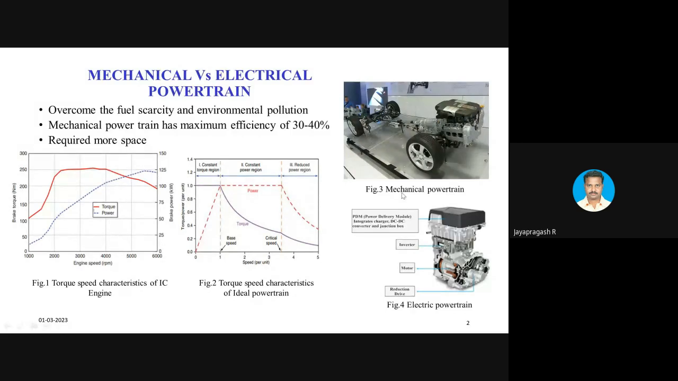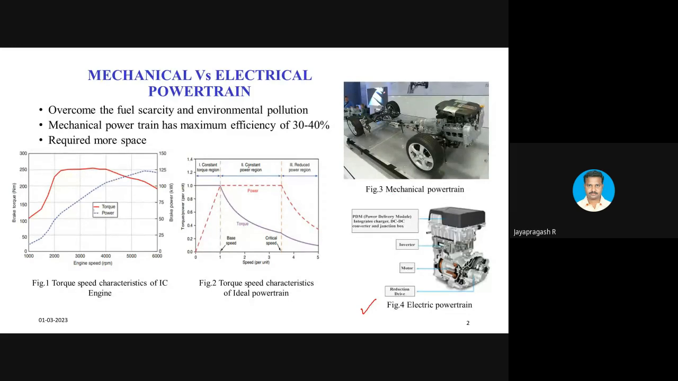If you consider mechanical powertrain, as we discussed, it has an axle, differential, and transmission system, gear arrangements, and IC engines, and it occupies more space. Whereas if we consider electric powertrain, it has a power converter, inverter, motor, reduction drive. Everything is sealed in a single case. So it's very compact, and you can easily accommodate it into the system. That is why we are preferring electrical powertrain compared to mechanical powertrain.